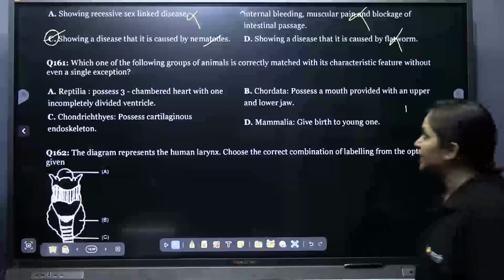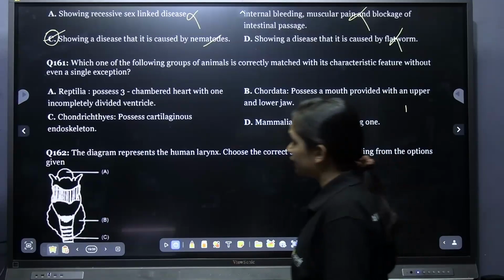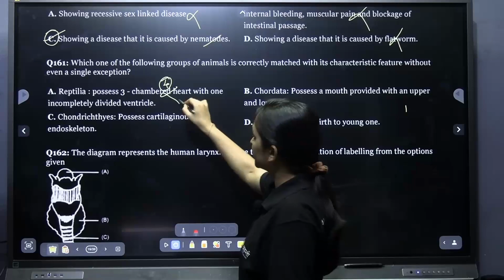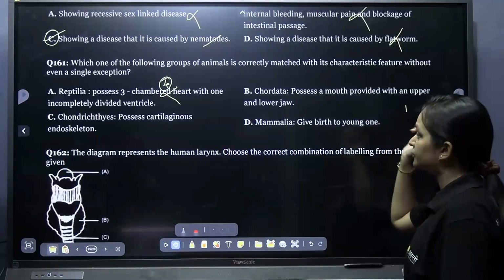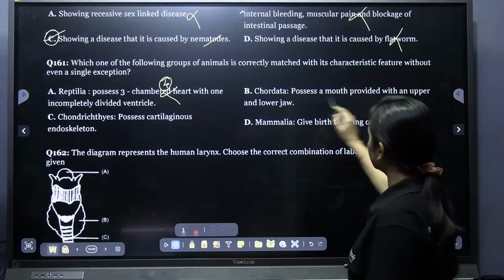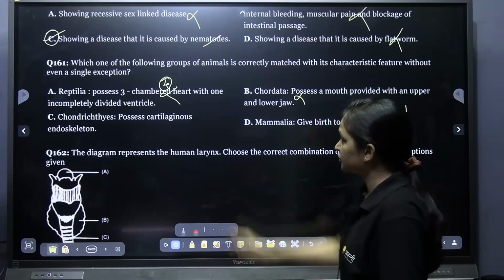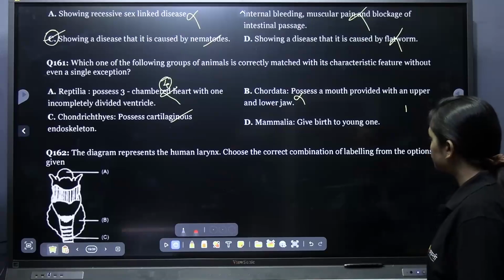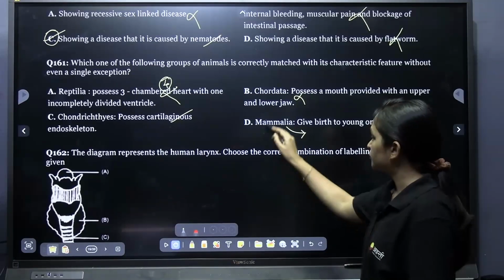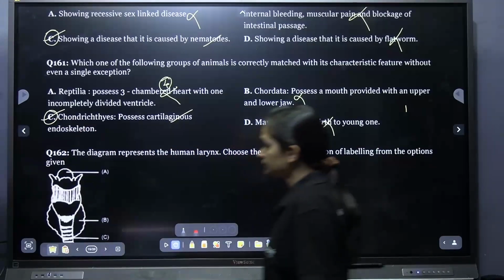161. Which of the following groups of animals is correctly matched with its characteristic feature without even a single exception? Reptilia possess a 3-chambered heart, but crocodile has a 4-chambered heart. So it cannot be true without even a single exception. Chordata possess a mouth provided with upper jaw? No, there are jawless ones. Cyclostomata possess cartilaginous exoskeleton? This is true. Mammalia give birth to young ones? There are oviparous ones also, platypus and echidna. So this cannot be totally true, which means C is the correct answer.